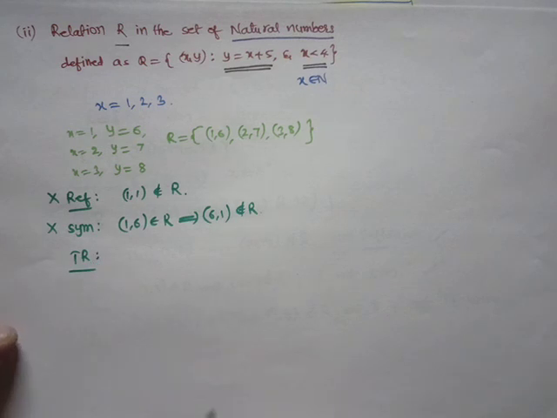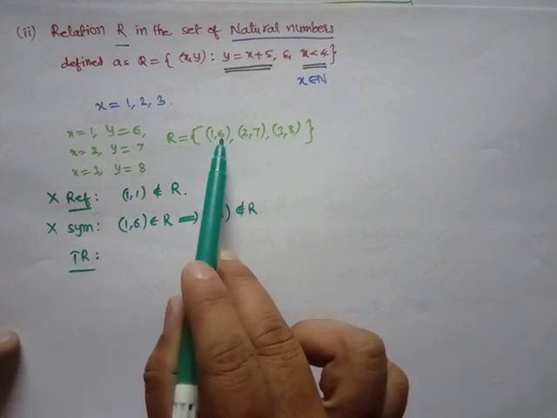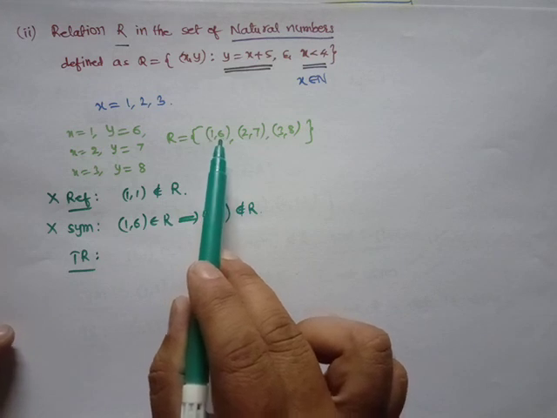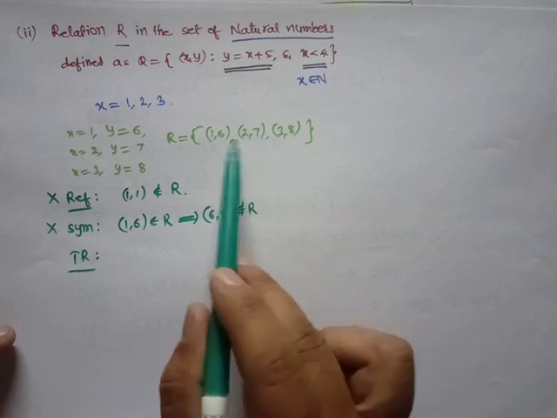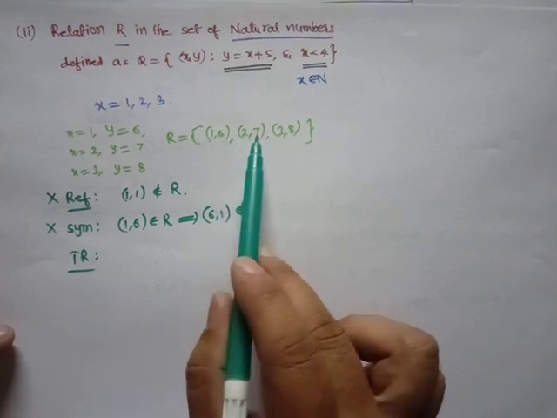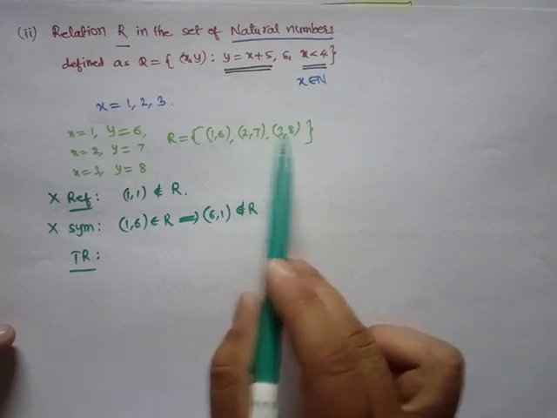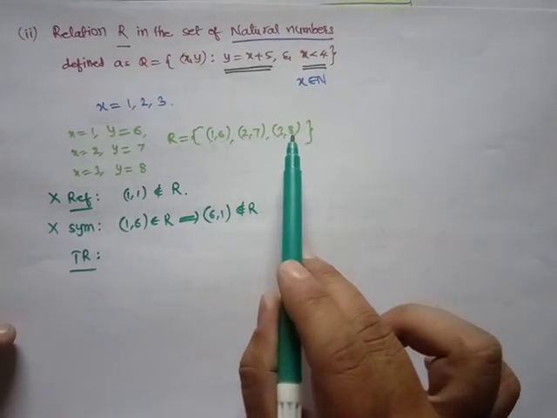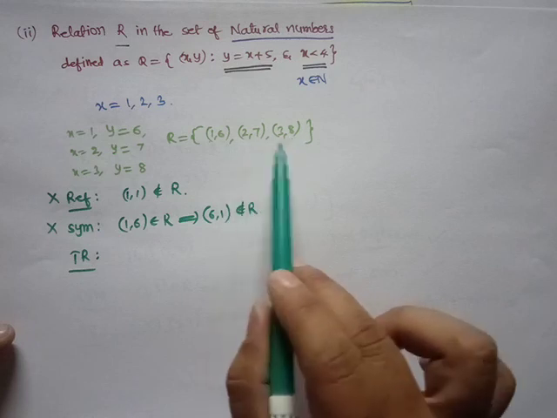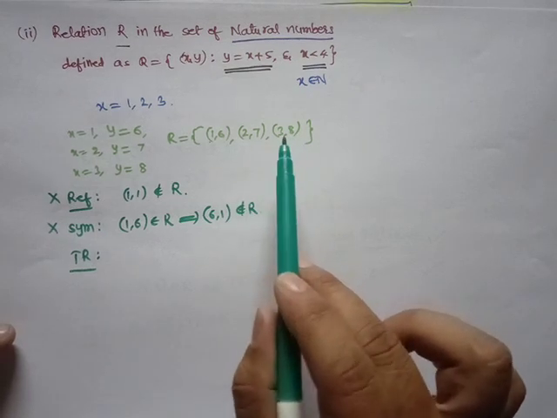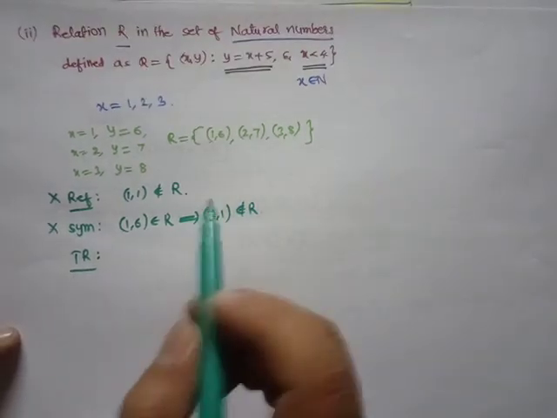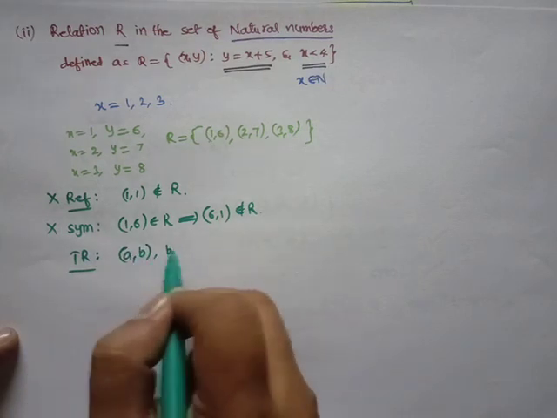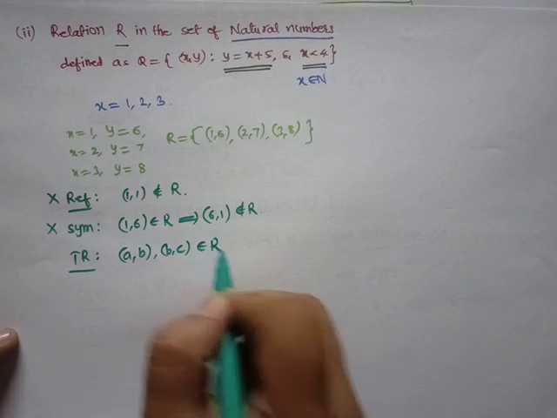Transitive. 1 comma 6 is present; is there any element starting with 6? No element is starting with 6, leave it. And 2 comma 7, here also no element is starting with 7, so leave that 2 comma 7 also. 3 comma 8, and no element is starting with 8, so 3 comma 8 also cannot be used here. So no a comma b and b comma c belong to R.